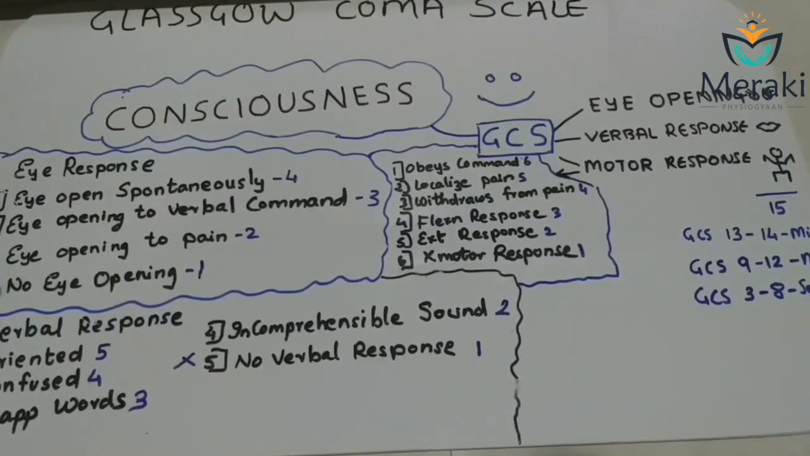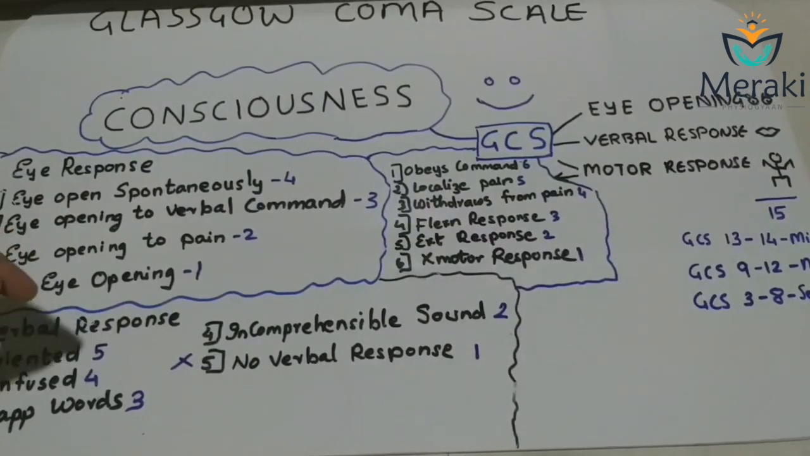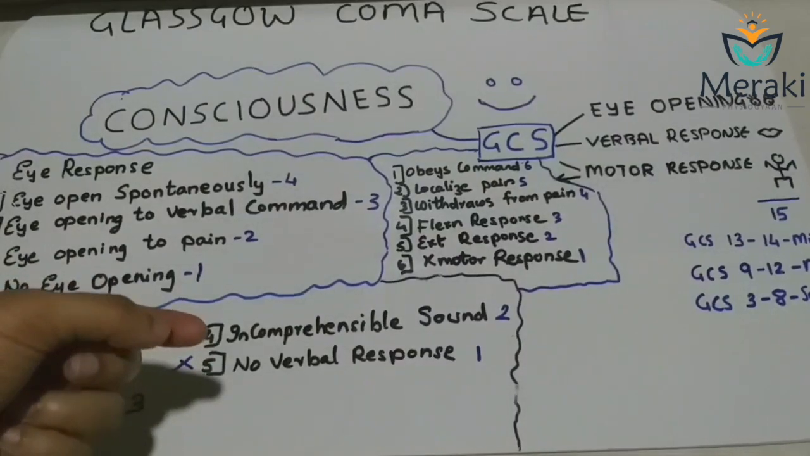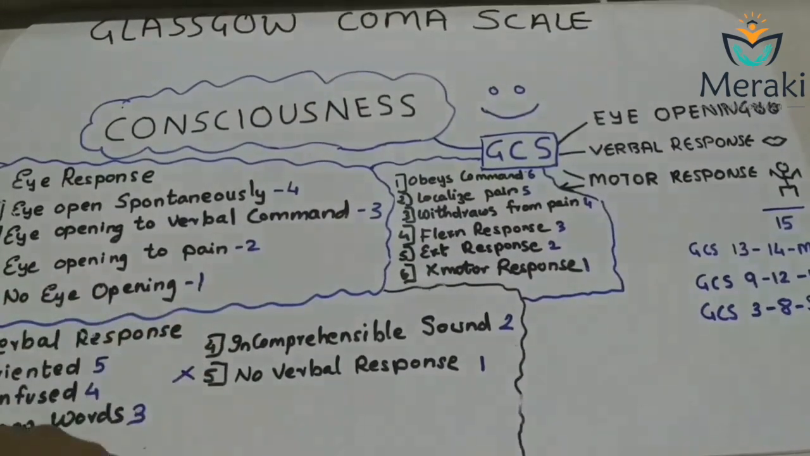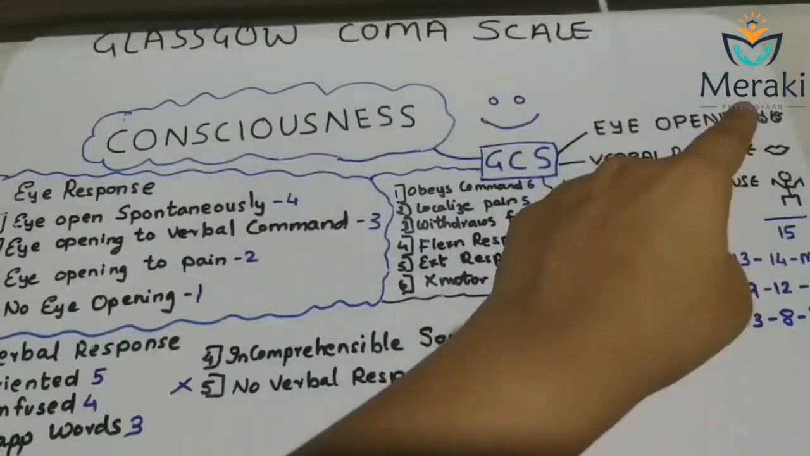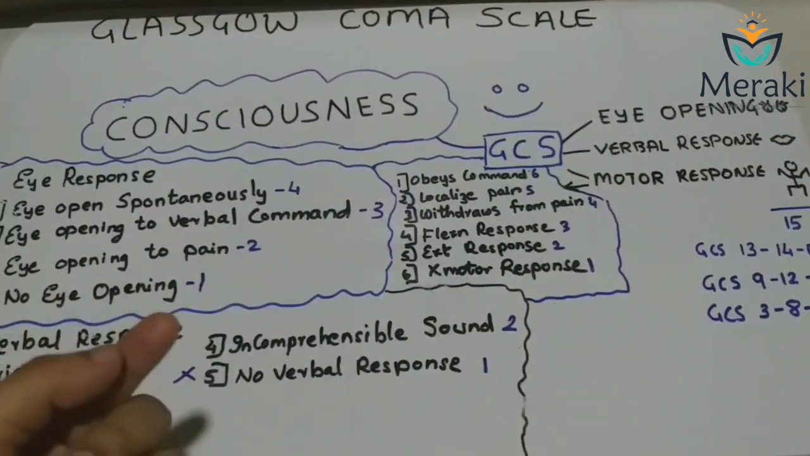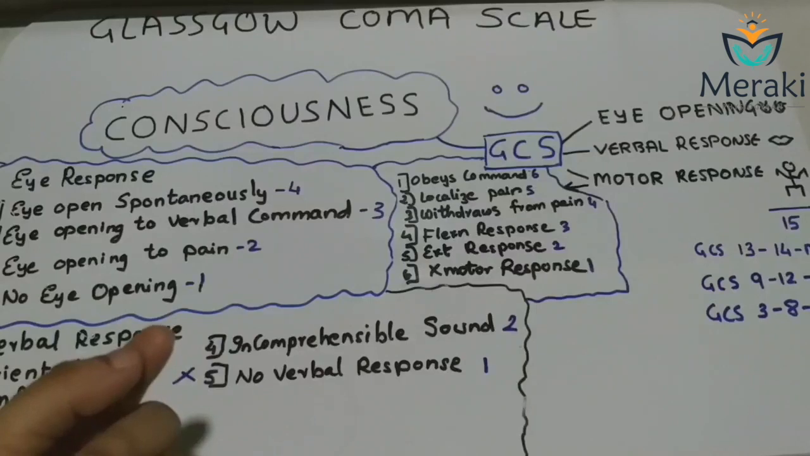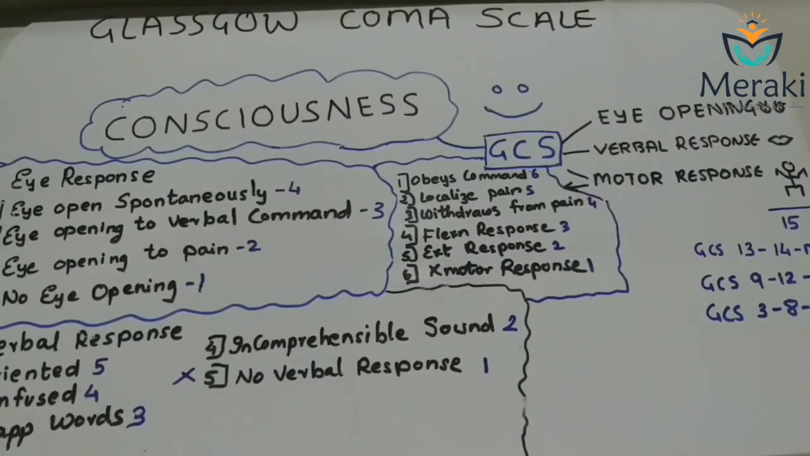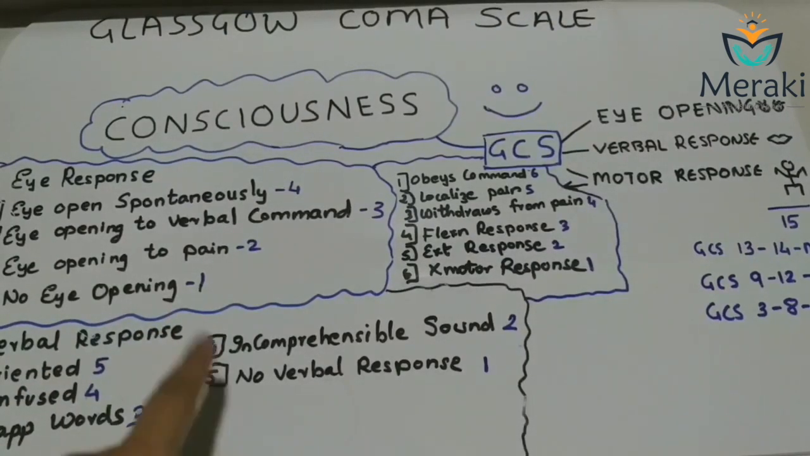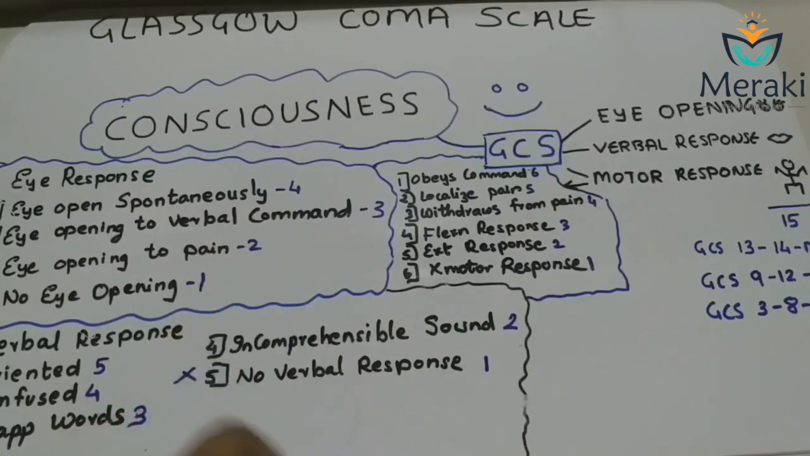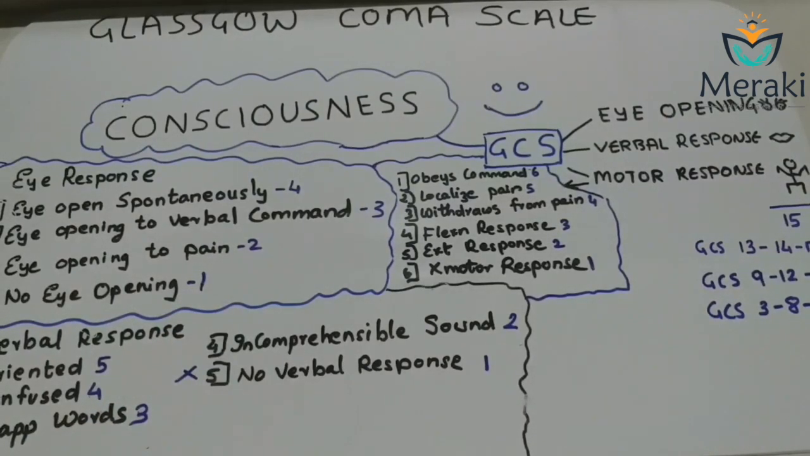If not by verbal command, then you elicit a pain response: pinprick, pressure, or pinch at the fingertips, earlobe, or supraorbital ridge. The supraorbital ridge is usually preferred because if the finger has sensory issues, he would not appreciate pain. Even after which he doesn't respond, then you say no eye opening, 1. The next is verbal response.